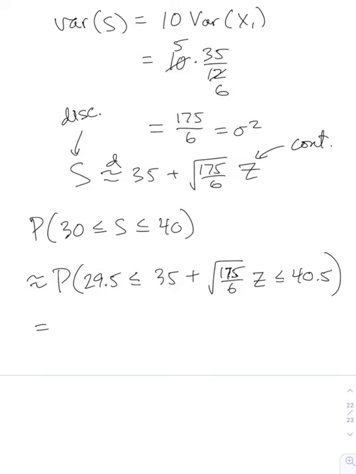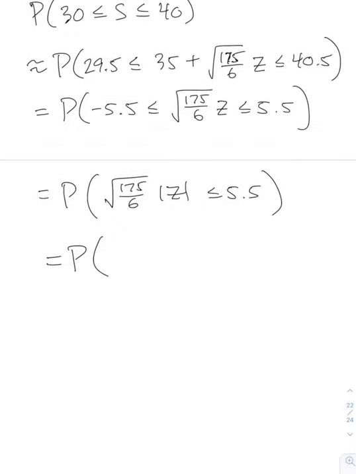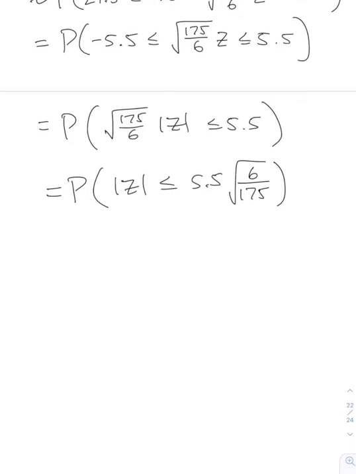Okay. So this gives me what? The probability that negative 5.5 is less than or equal to root 175 over 6 times Z, which is less than or equal to 5.5. So that's the probability that root 175 over 6 times the absolute value of Z is less than or equal to 5.5, which is the probability that the absolute value of Z is less than or equal to 5.5 times the square root of 6 over 175. Okay. We can calculate, what is that then?